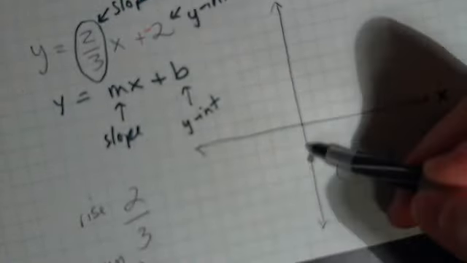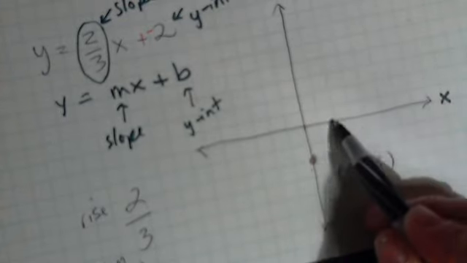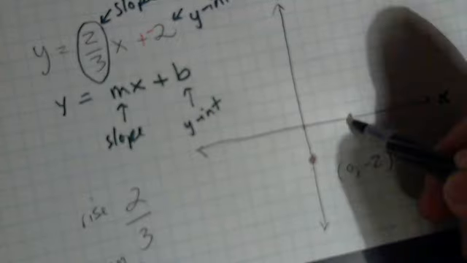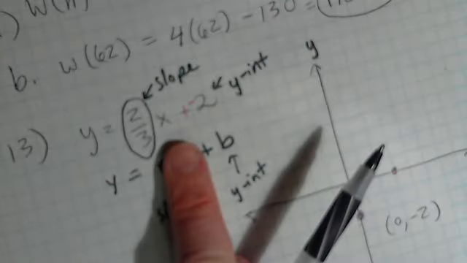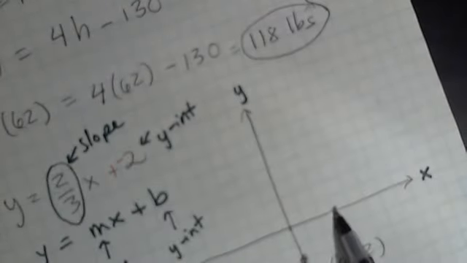So I'm going to rise 1, 2 spaces, 2 units, and I'm going to run 1, 2, 3 to the right. And right there I will have another point that works in this equation. And if you're not sure you've done it right, check. This is the point 3, 0.